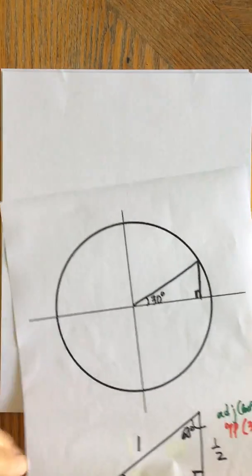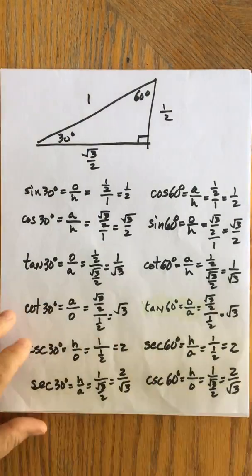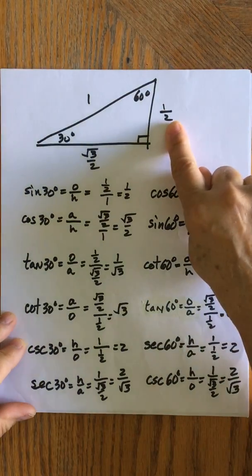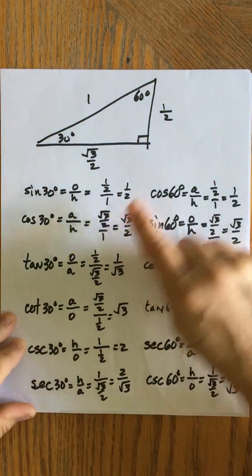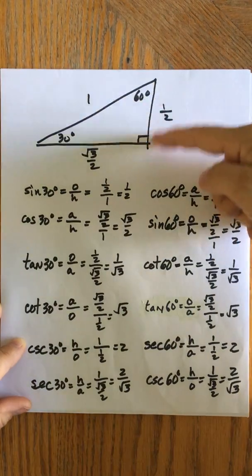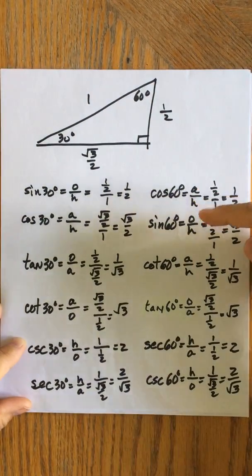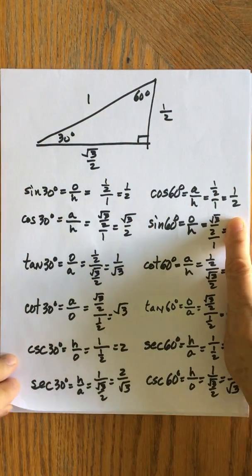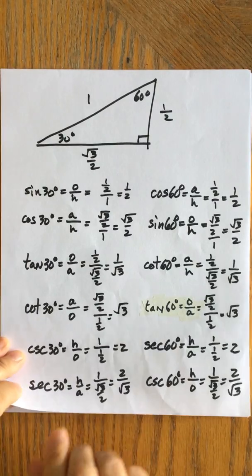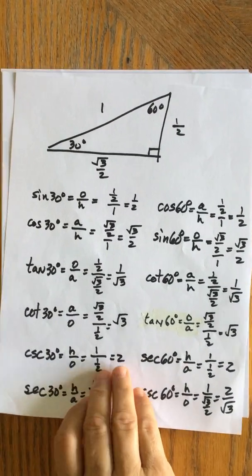Let's really go through it. For the sine of 30, opposite is a half, hypotenuse is one, so you get a half. But from the point of view of the 60 degree angle, this half is the adjacent, and over the hypotenuse would give you a half. You can pause the video and verify for yourself that all of these are actually true.